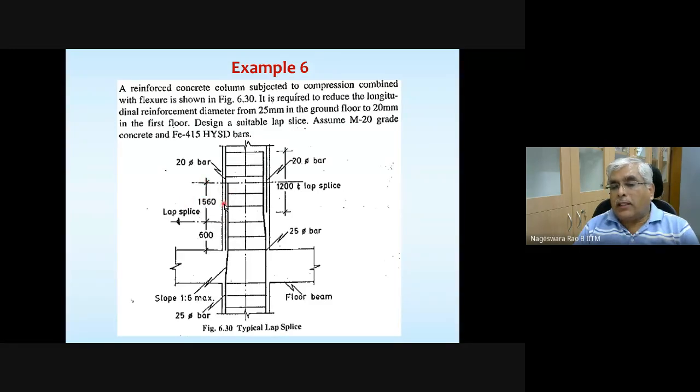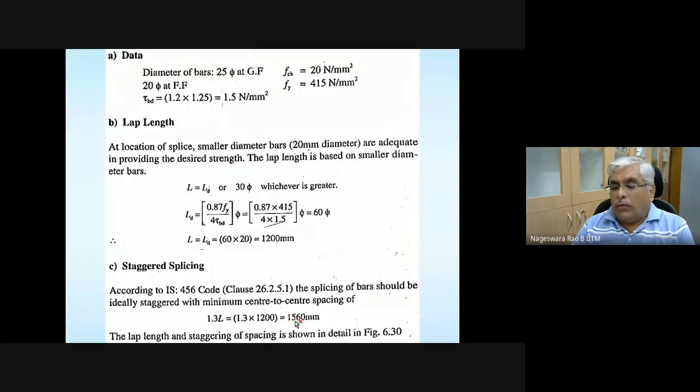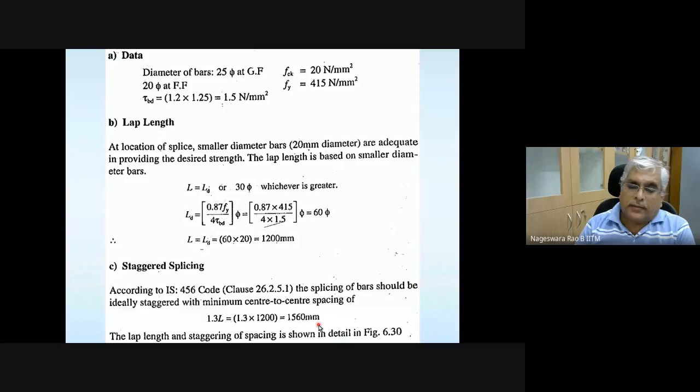And lap length for few of the bars, and if you still require this kind of lapping for other set of bars, you maintain a distance of, this is 1560 mm, staggered splicing. Okay. Any questions?